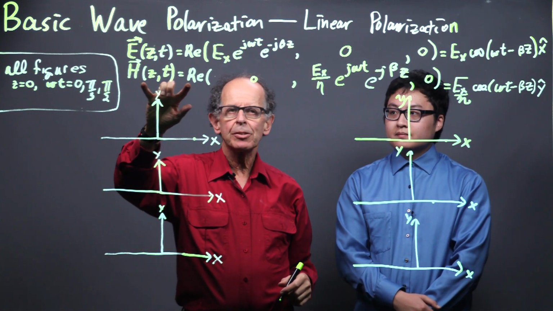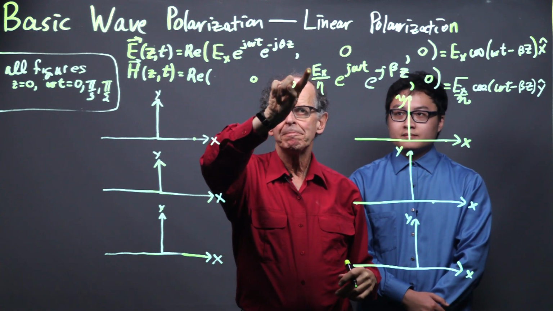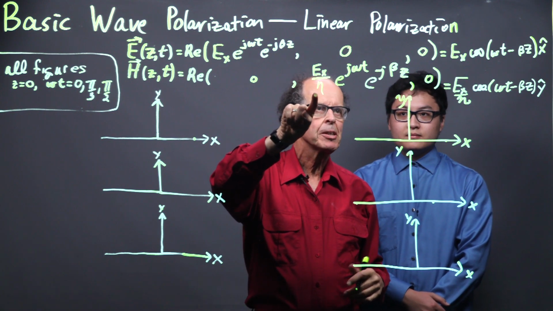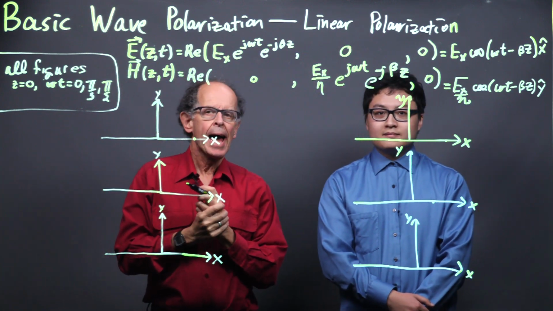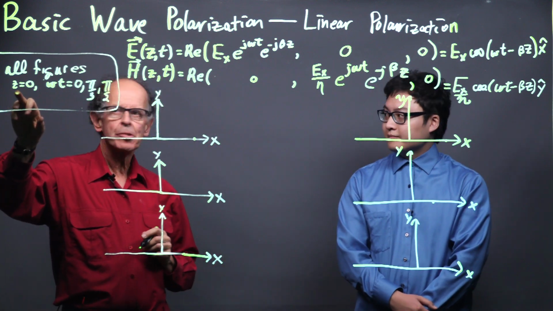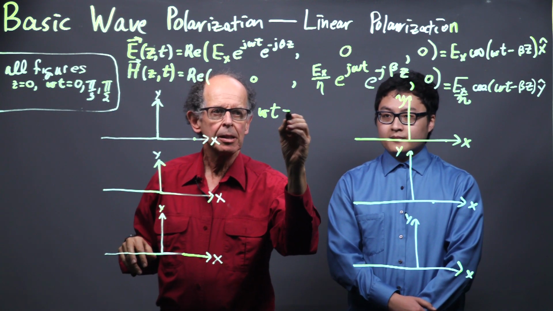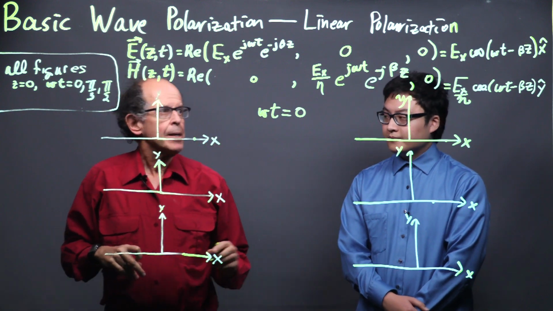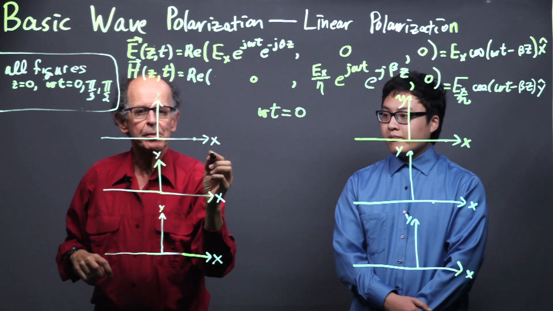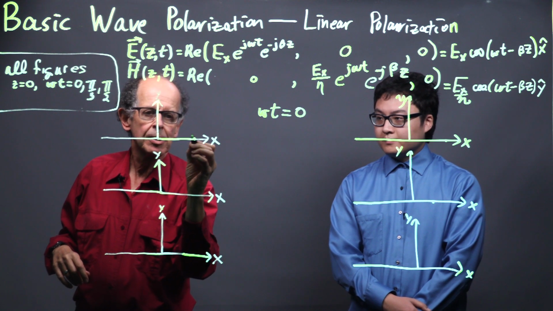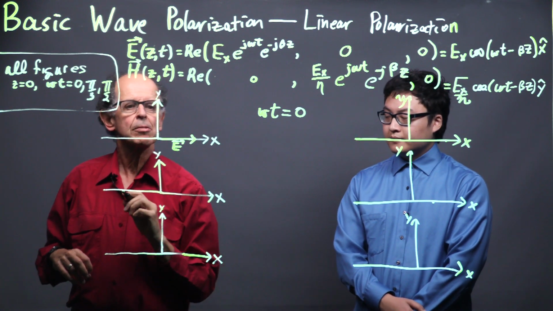The H that accompanies it has the same form. Its amplitude is given by Ex divided by the intrinsic impedance, and it's in the y direction. Now, let's look at a snapshot of this wave at fixed z equals 0 for 3 values of omega t. So let's start at omega t equals 0. In that case, we see that z is 0, so this is the maximum value of cosine. So let's say it's this. Here is my E field in the x direction only.